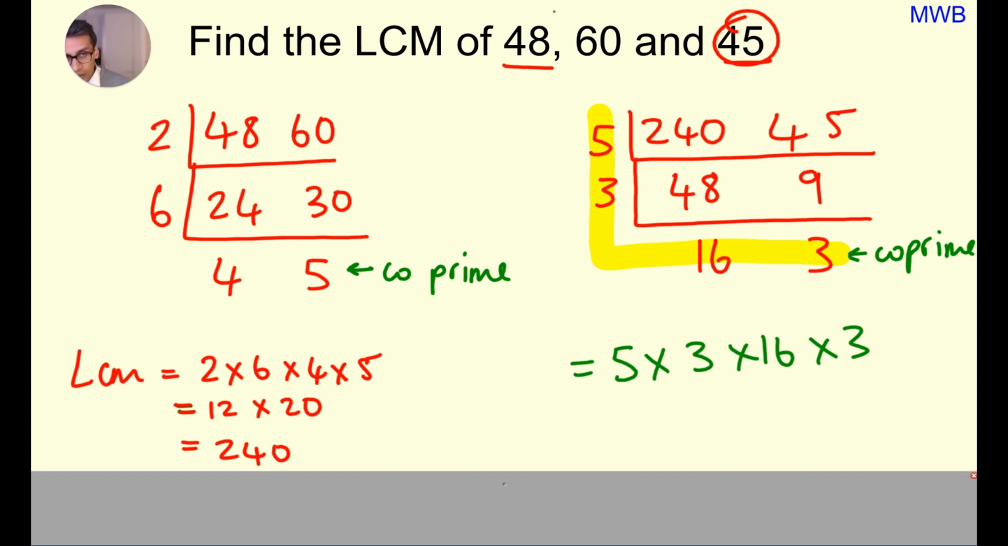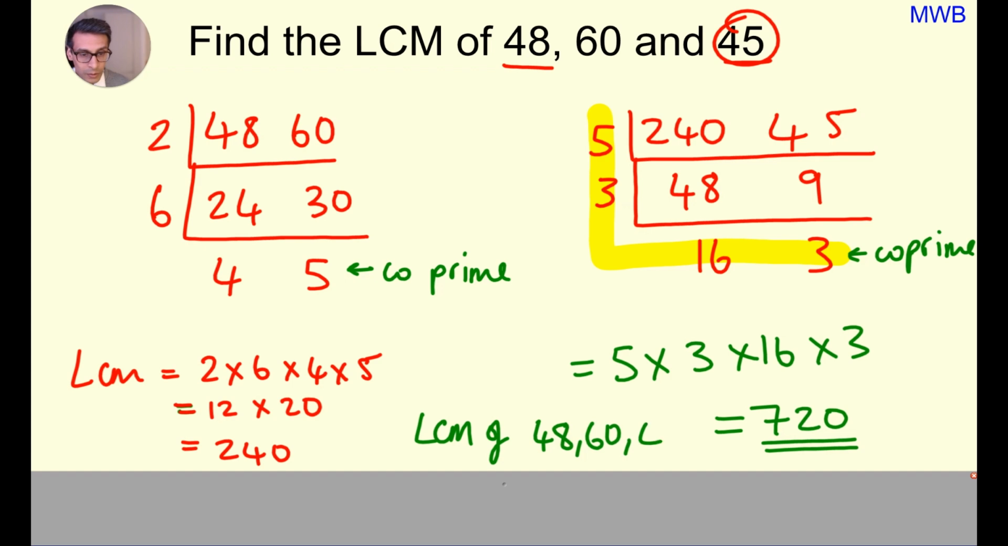So we knew this is likely to be a big number. So 5 times 3 times 16 times 3, it's going to be 9 times 5 is 45 times 16, 720. That's the LCM of 48, 60, let's just tidy this up a bit. LCM of 48, 60 and 45 is 720.